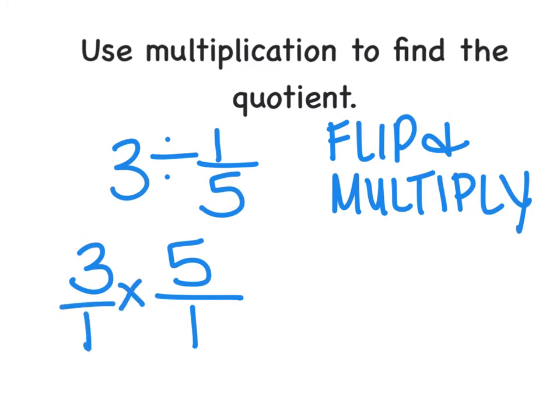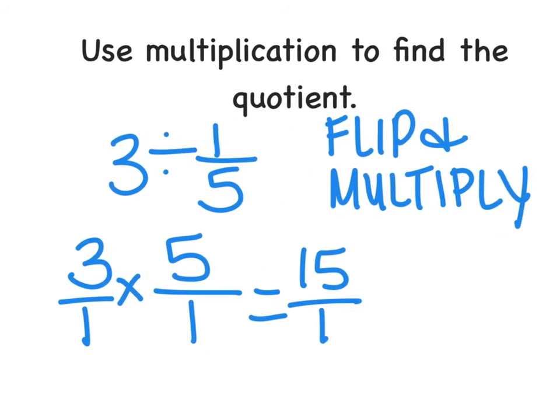3 is 3/1. Now I can multiply straight across like we learned with multiplying fractions. 3 times 5 is 15, and 1 times 1 is 1. So my answer is 15. Now, let's write that off to the side. This should equal 15, and we're going to draw a picture to help us understand that as well.